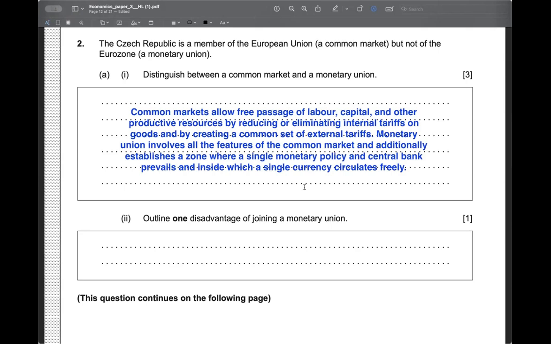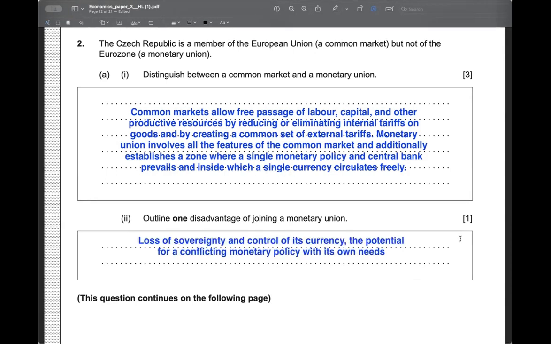On the other hand, monetary union involves all the features of the common market and additionally establishes a zone where a single monetary policy and central bank prevails and inside which a single currency circulates freely. A2, outline one disadvantage of joining a monetary union. One obvious disadvantage would be the loss of sovereignty and the following drawbacks about it.